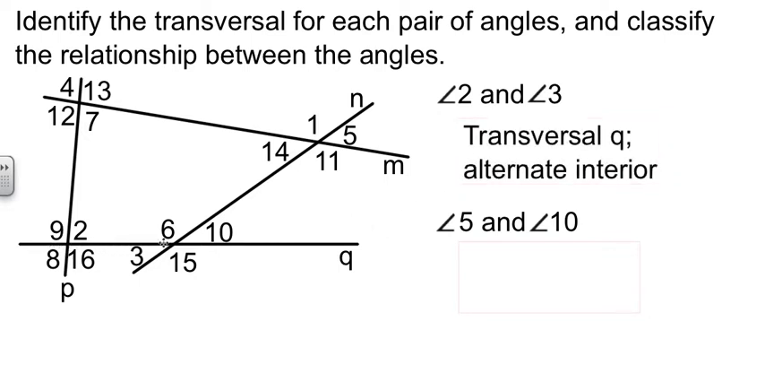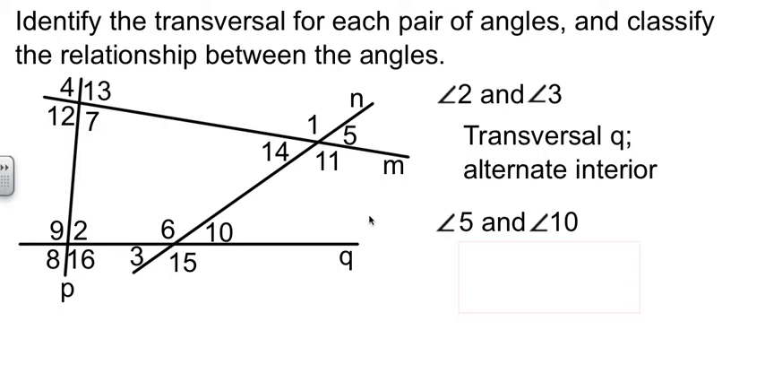Now that we've identified the transversal, we can decide what kind they are. They are on the inside of the two lines the transversal intersects, and they're on opposite sides, so they would be alternate interior angles.